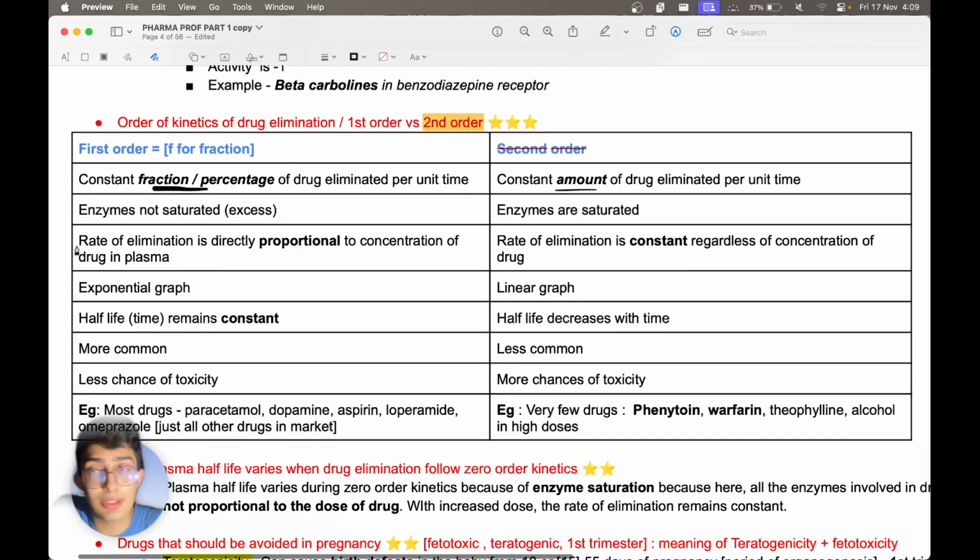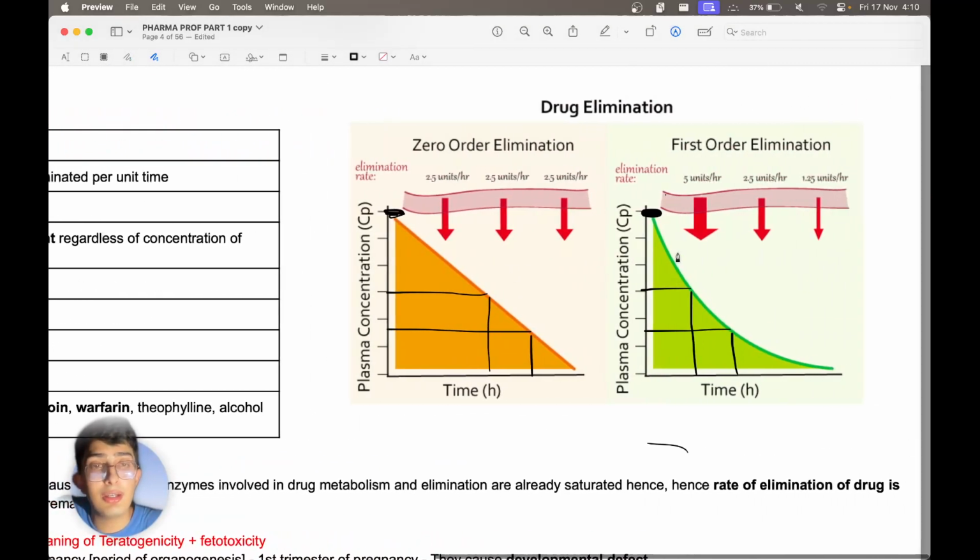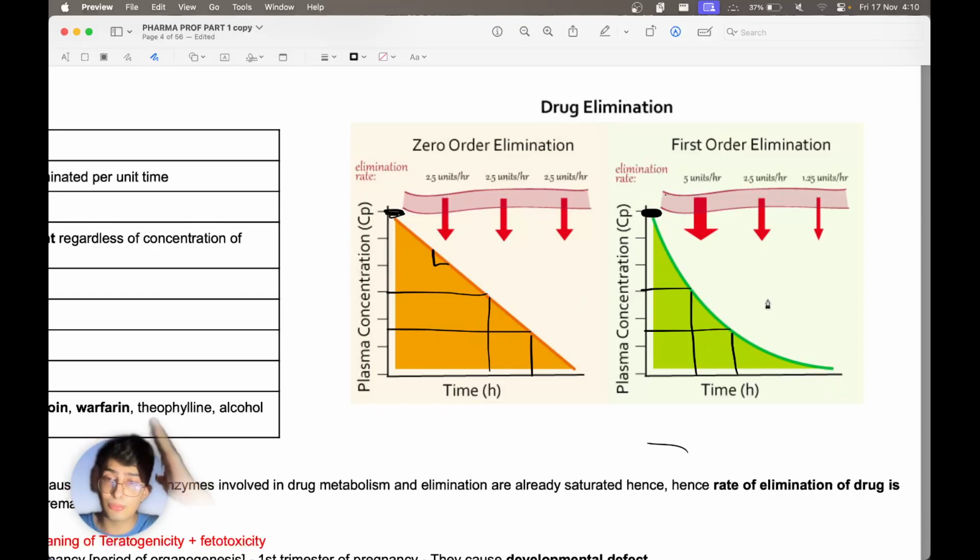So that is the second most important difference, right? Now from this we can explain the shape of these graphs. If you know anything about mathematics, the slope, the slant of the curve, the slope of these two curves, represents the rate of elimination. The steeper the curve is, the higher the rate of elimination. So in first order kinetics, if you can see here, now let's go to zero order kinetics first.